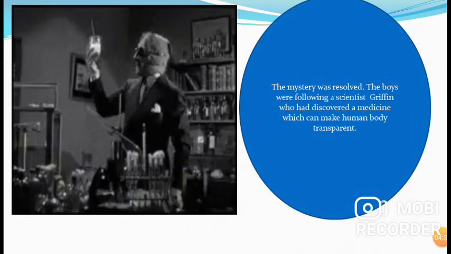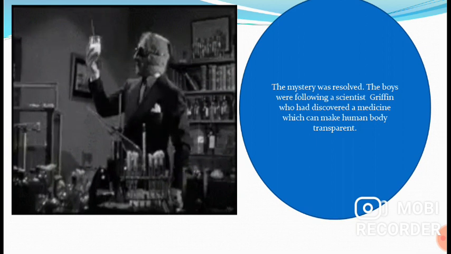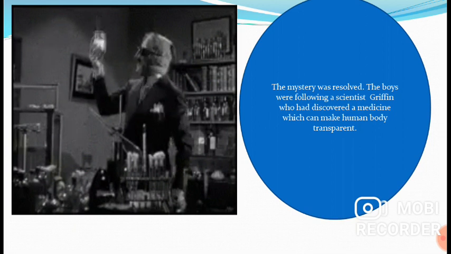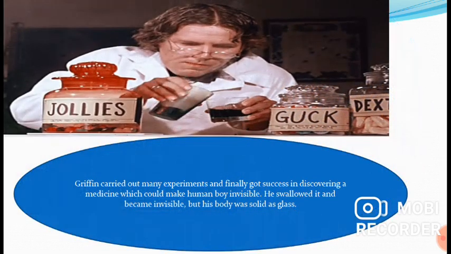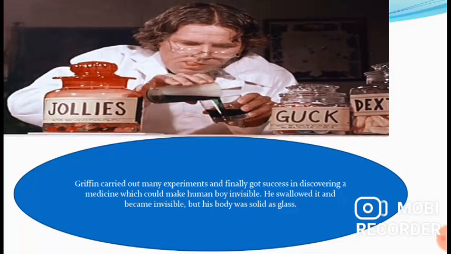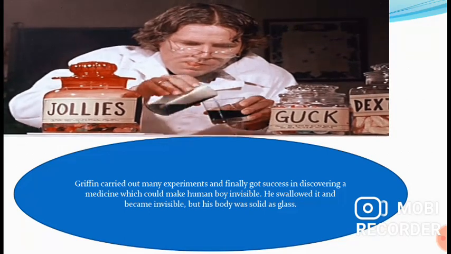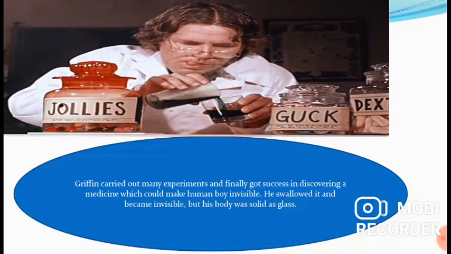The mystery of the footprints was resolved very soon, and its answer can be given very easily. Actually, the boys were following a scientist who had discovered a medicine that can make a human body transparent. The boys were following the footprints of a scientist whose name is Griffin, and the scientist had discovered a medicine. The scientist has made a medicine which can make the human body transparent. Actually, the scientist Griffin was carrying out experiment after experiment just to prove that the human body can be made invisible. And finally he was able to make such a medicine, such a drug.